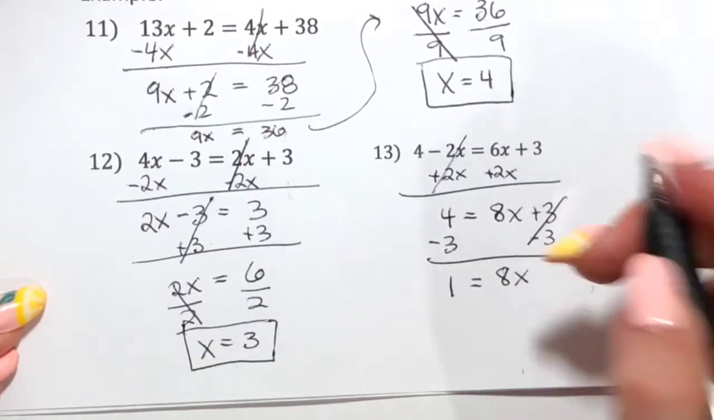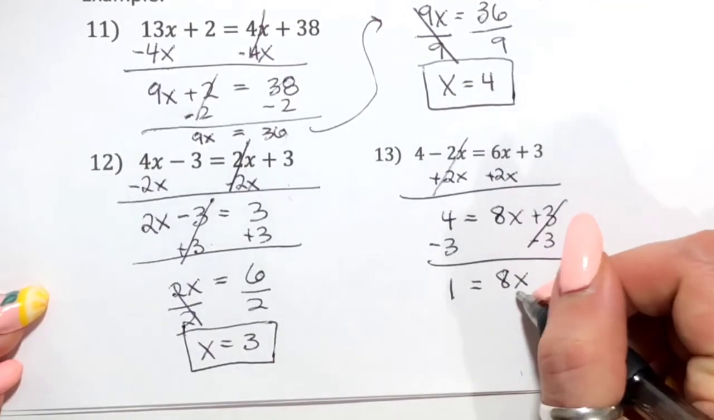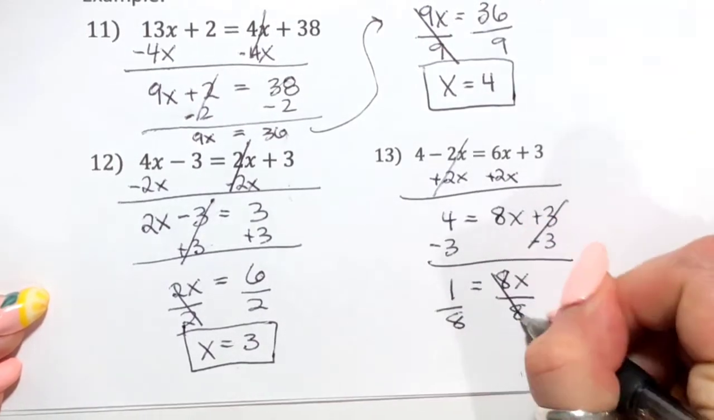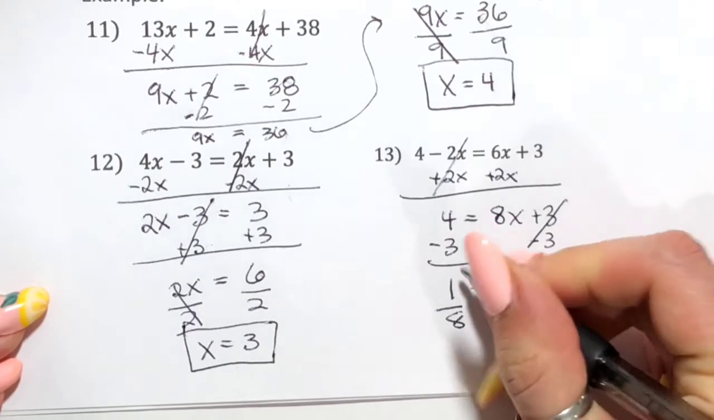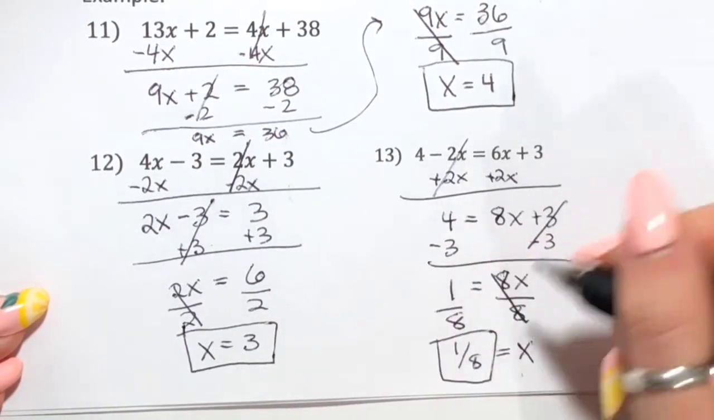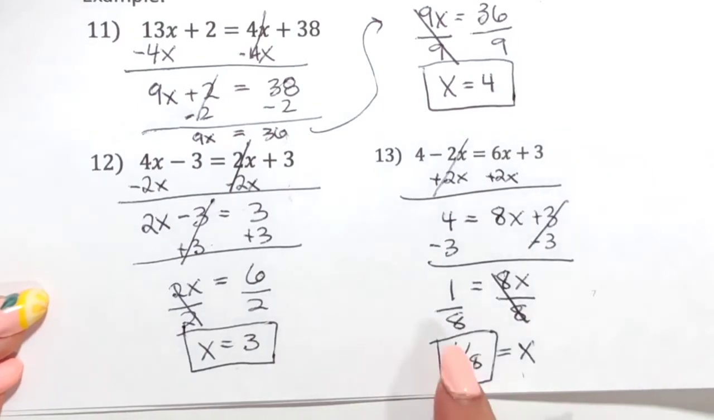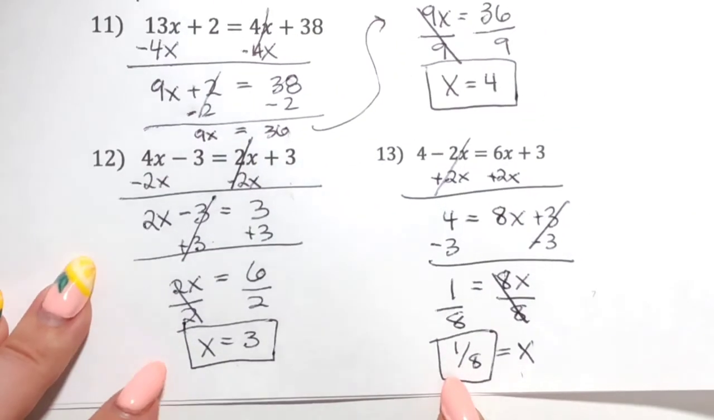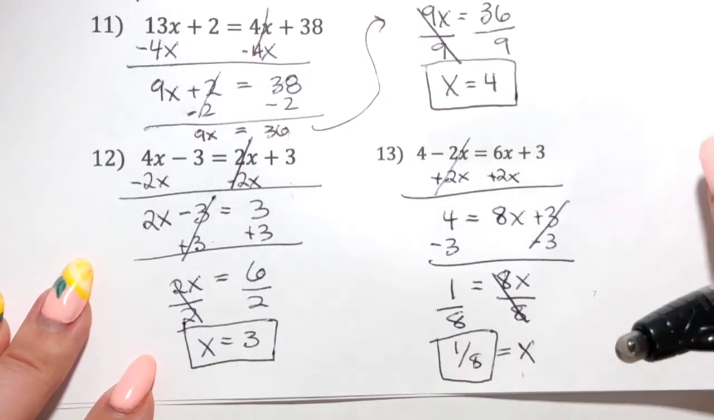Okay, and then now to get rid of this times by 8, to get x alone, we need to divide by 8. So we just get x is equal to 1/8, and that's okay that it's a fraction. That'll just be your answer. And usually for your answers, they're going to have you just keep it as a fraction rather than get an ugly decimal. So just keep it as a 1/8 and you're good.